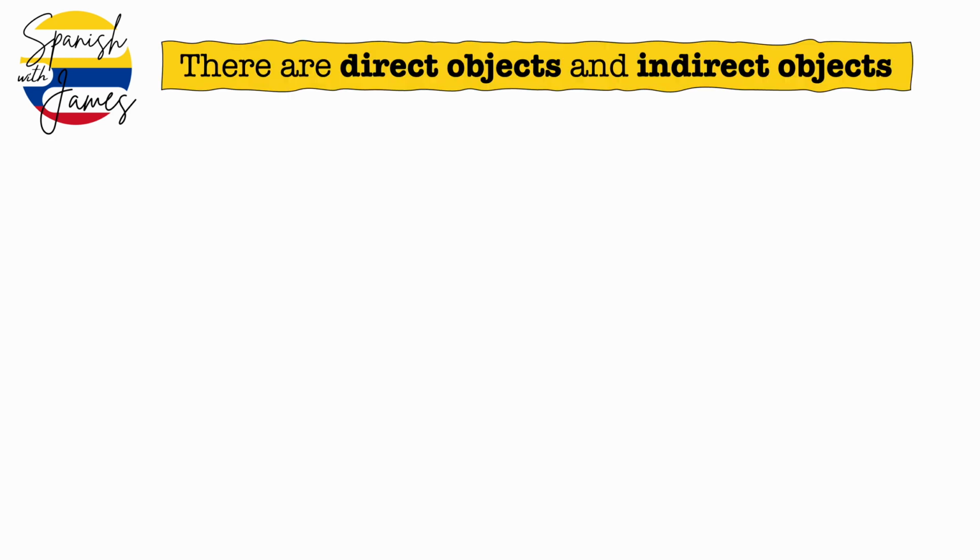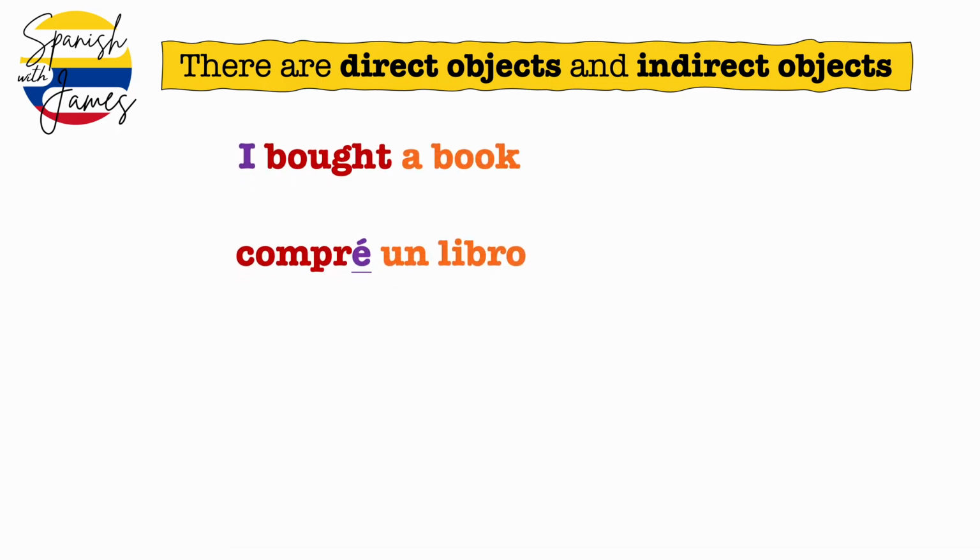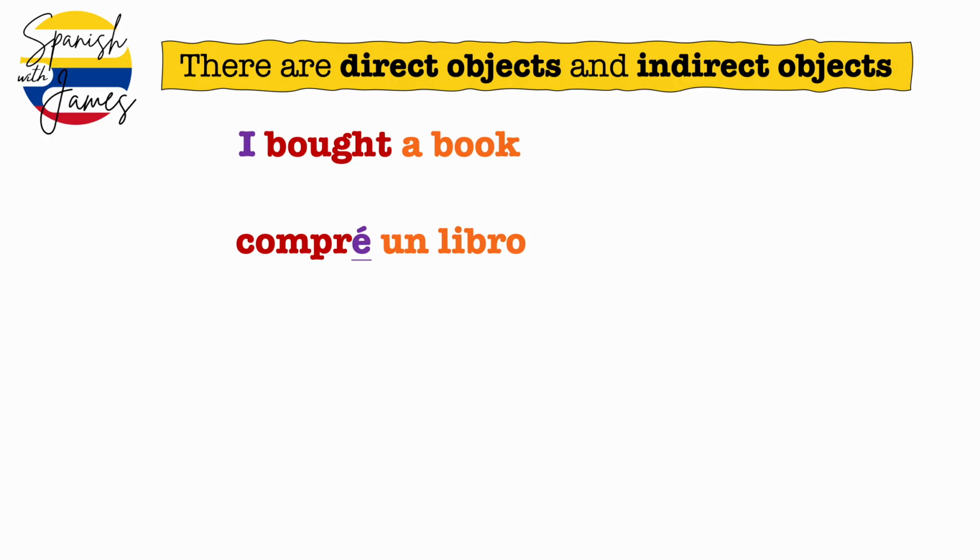In Spanish, there are direct object and indirect object pronouns for the different types of objects that a verb can be directed at. If I were to buy a book, and I said, I bought a book, compré un libro. The action is buying, the verb comprar. Again, the subject is I. I could say, yo compré un libro. Now it's a direct object because I'm buying the book. The book is being bought directly. The verb to buy is affecting the book, it's being bought.